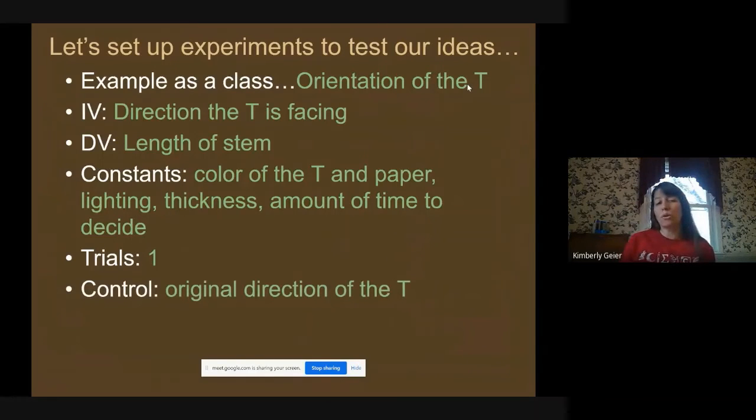Our control is going to be the original direction of the T. We know that works as an optical illusion. That was our original, so that is going to be our control.